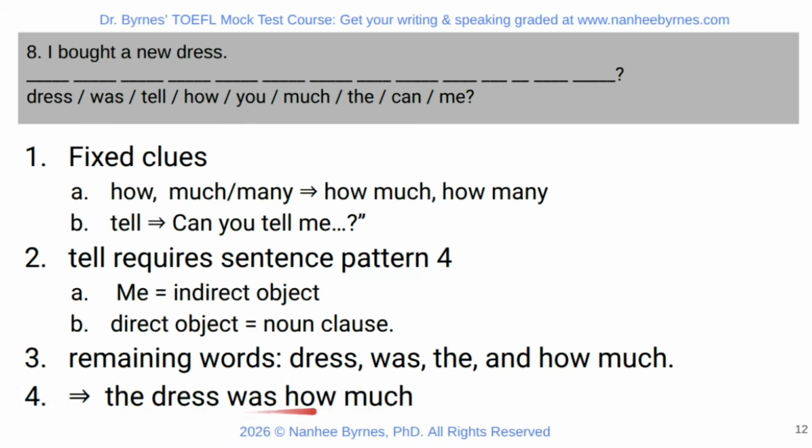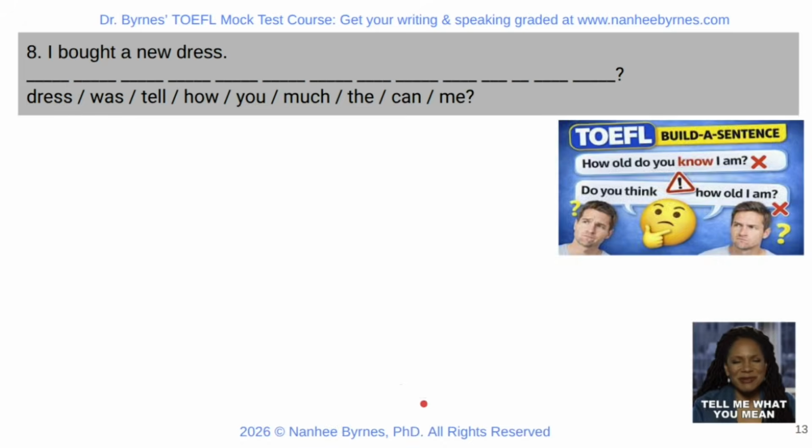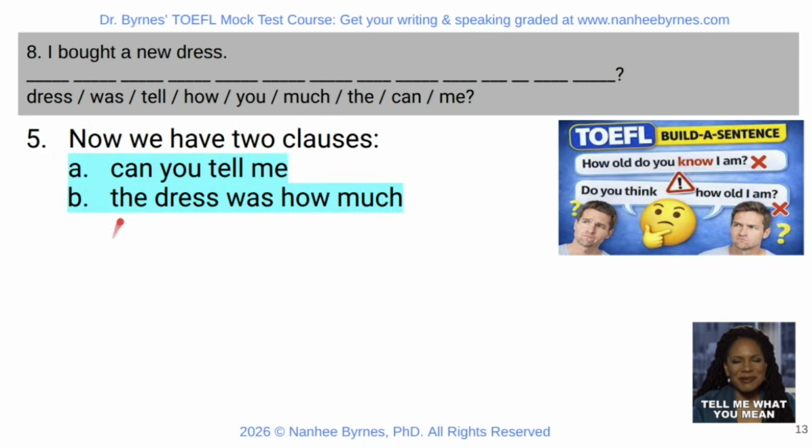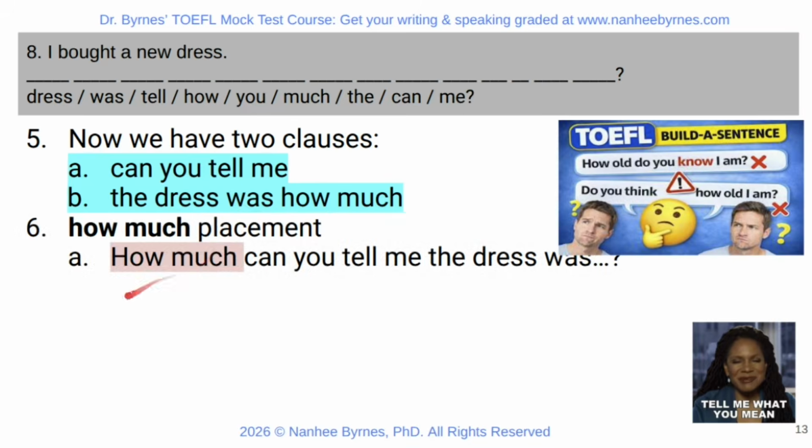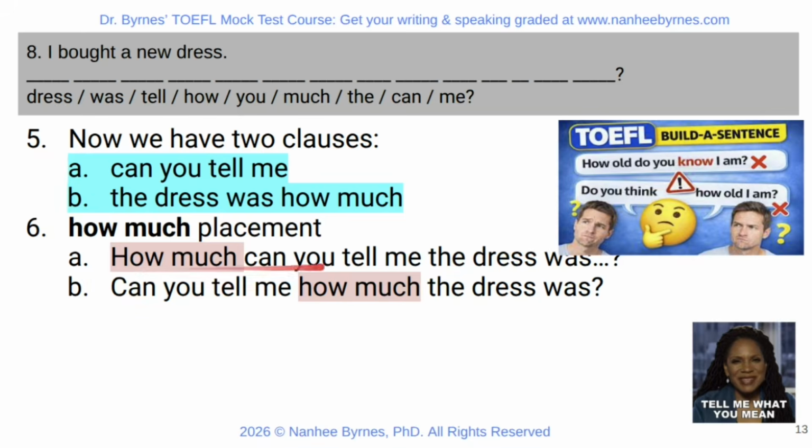So the noun clause should be, the dress was how much. Now we have two clauses. Can you tell me? The dress was how much. Next, we need to join the two clauses by moving how much, since it is a WH word. There are two possibilities. Should the WH word come at the beginning, or should it stay embedded? How much can you tell me the dress was? Or, can you tell me how much the dress was?